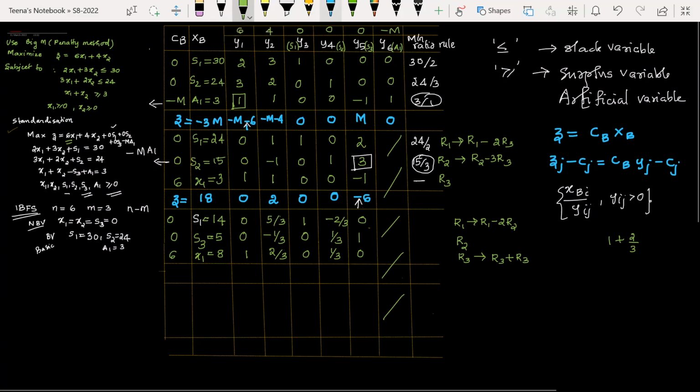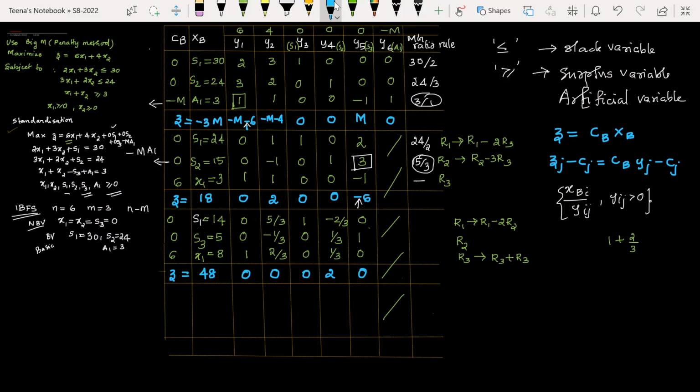Now let us have our objective function value. Z is equal to 0 plus 6 into 8, 48. Then we have net evaluation, 6 into 1 minus 6 equal to 0. Then 6 into 2 by 3, it is 4, minus 4, it is 0. See, it is 0 into 5 by 3 plus 0 into minus 1 by 3 plus 6 into 2 by 3, which is 4. Then minus the cost 4, it is 0. So the next net evaluation is 0. The next net evaluation is 2. The last net evaluation is 0.